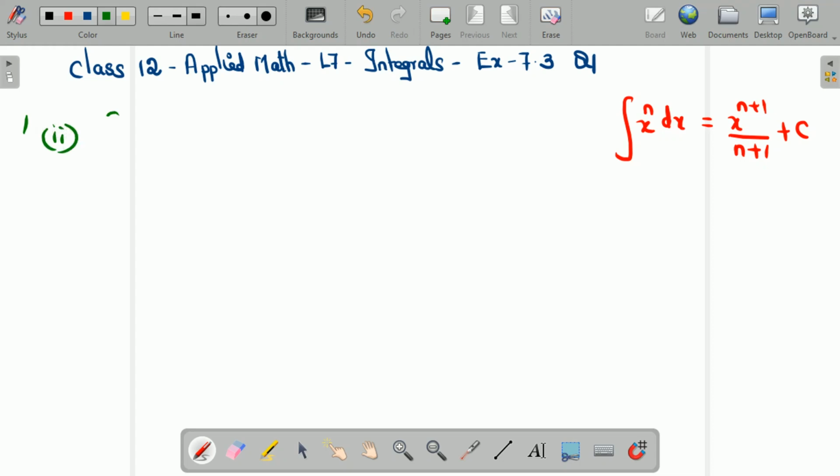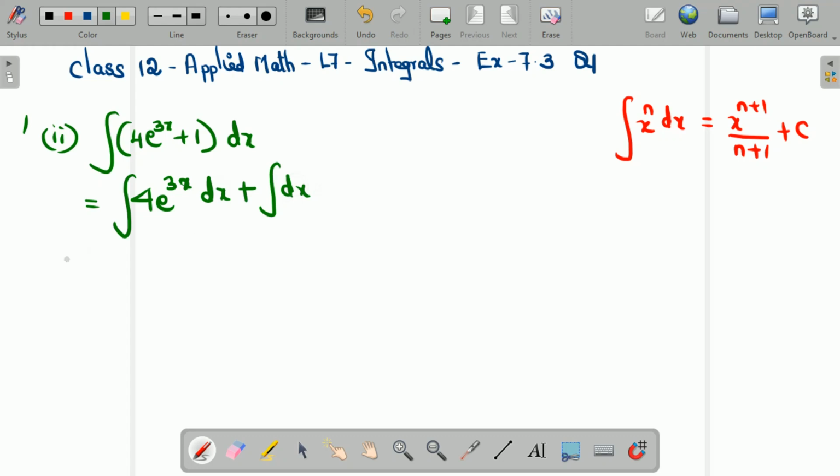Question is integral of 4e power 3x plus 1 dx. So first let's break this into two parts in integration. So this will become integral of 4e power 3x dx plus integral of dx. On even further simplification, I'm taking the 4 out. So it is 4 integral e power 3x dx plus integral dx.